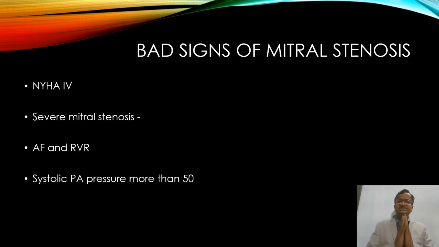Now, what are the bad signs of mitral stenosis? If there is a patient with new NYHA 4, paroxysmal nocturnal dyspnea, severe orthopnea, if your mitral valve area is less than 1 square centimeter, if the patient is in atrial fibrillation with rapid ventricular rate, if your systolic PA pressure is more than 50, all these matter. You think that these are all bad signs of mitral stenosis.